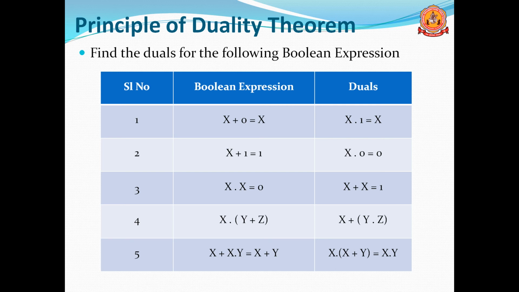Then x dot (y plus z), that is a Boolean expression, can be changed into x plus (y dot z). Next one is x plus xy is equal to x, so that we can change into x dot (x plus y) equals x dot y. So plus is changed to dot operation, and dot operation is changed into plus operation.